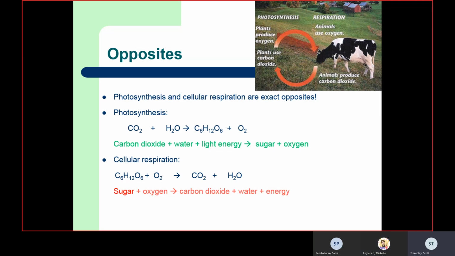The only thing I would mention is where all this happens: cellular respiration is in the mitochondria. Photosynthesis is in the chloroplasts. So those are little organelles inside the cells. So this is happening inside your cells. Okay. So chloroplast is what makes plants green because it has chlorophyll in it, which is the green color.